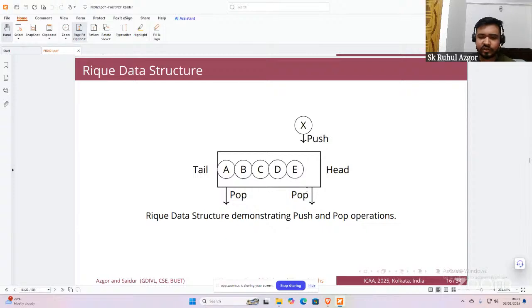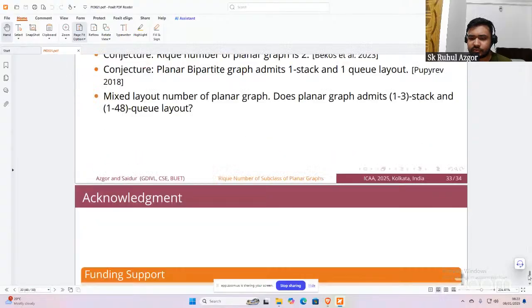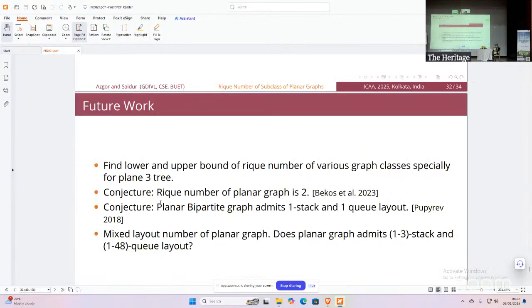Okay, it is kind of related, but not quite, because if we use one stack and one queue, we have to use two data structures first of all, and Rick is kind of a subset of one stack plus one queue. Being a subset means that the graph classes that admit a one-Rick layout will admit a one stack plus one queue layout, but the other way is not proven or disproven yet. So there's no counterexample, if you have, let's say, a k-Rick number graph class, whether you can have similarly for k stack, k queue.